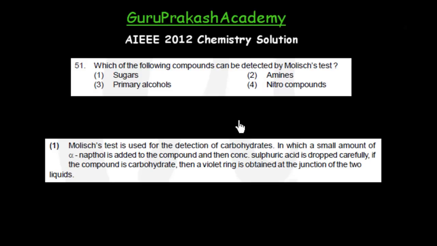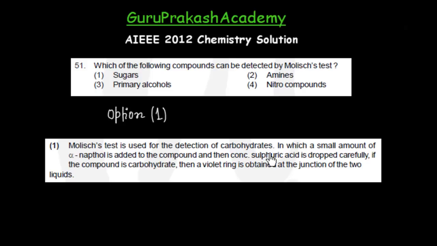This is again a fact-based question from carbohydrate chemistry. Question says, which of the following compound can be detected by the Molisch test? Now you see, this is basically a test of carbohydrate, and carbohydrates are sugar. So if you simply remember that Molisch test is used for carbohydrates, option 1 is the right answer in this case. Molisch test is used for the detection of carbohydrates.